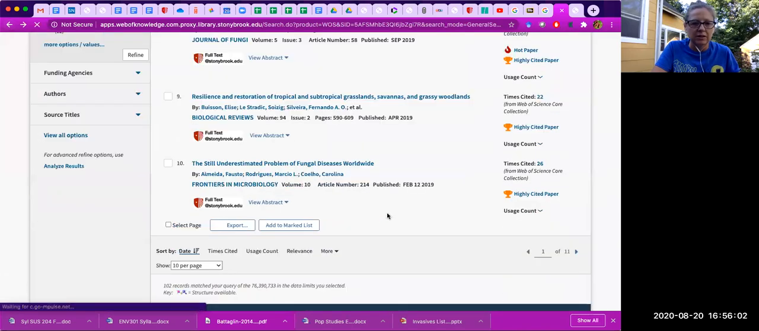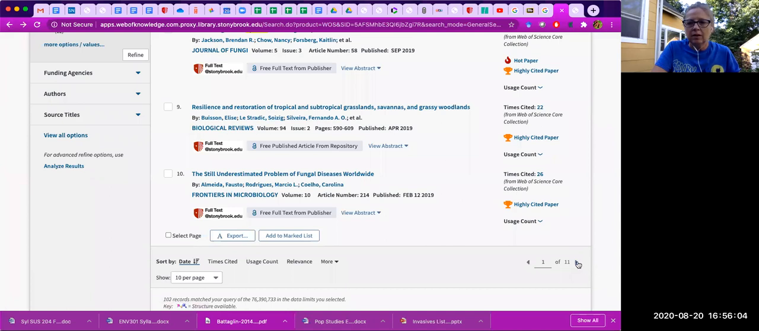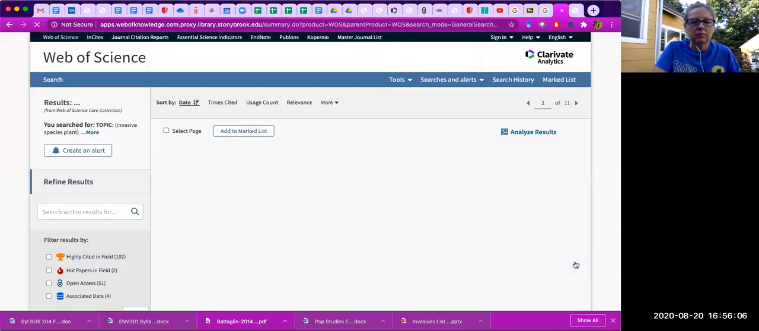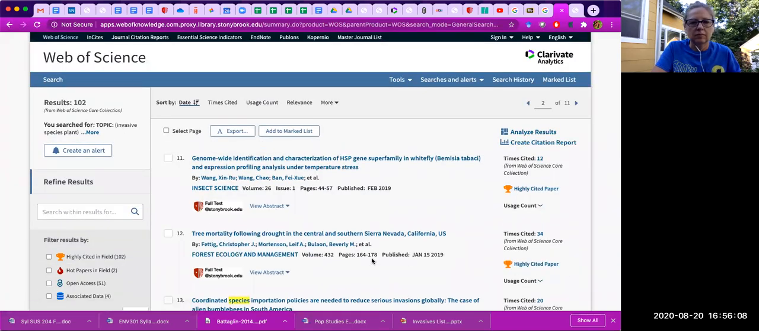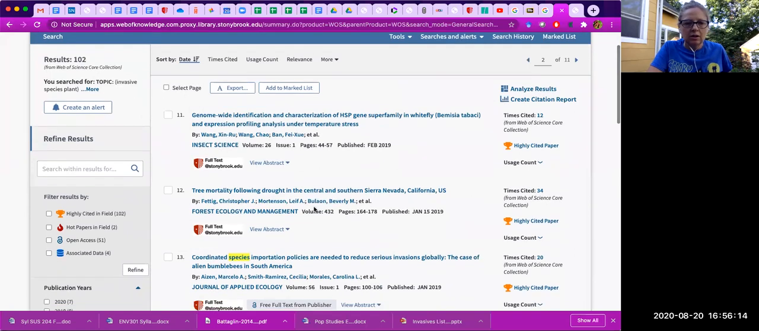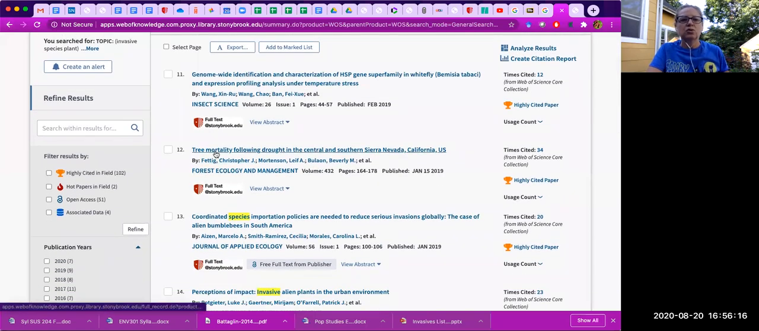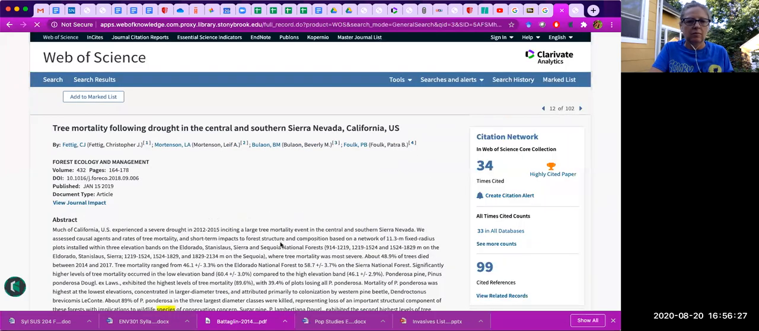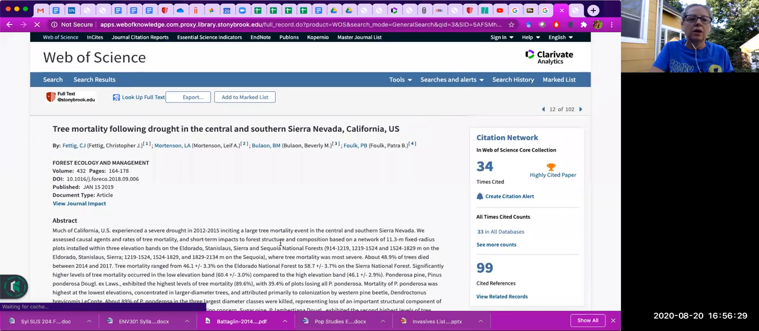Okay, let's find something that's not open access. Okay, I bet insects, genome-wide. Oh my God, nobody can read that. Oh, this one's good. Tree mortality following drought in the central and southern Sierra Nevada, California. Let's take a look at this one. Okay, this one's perfect.